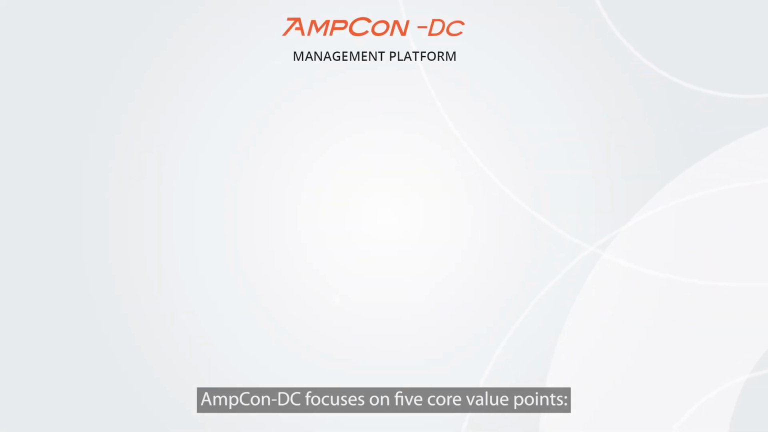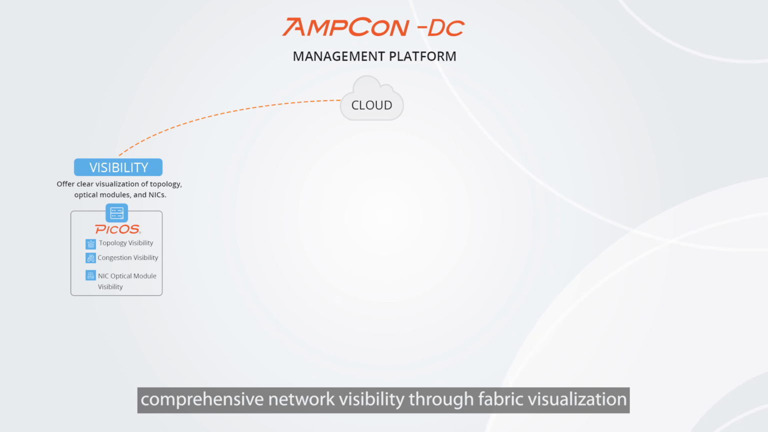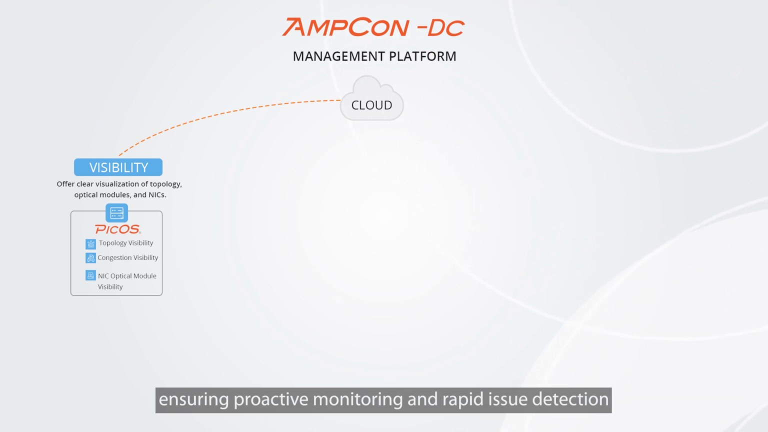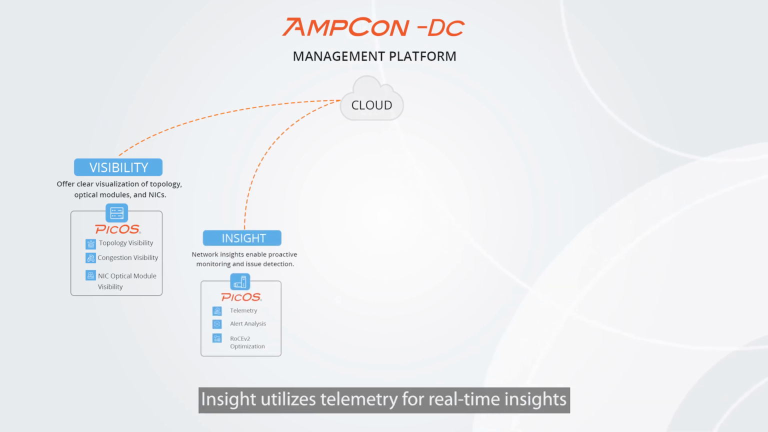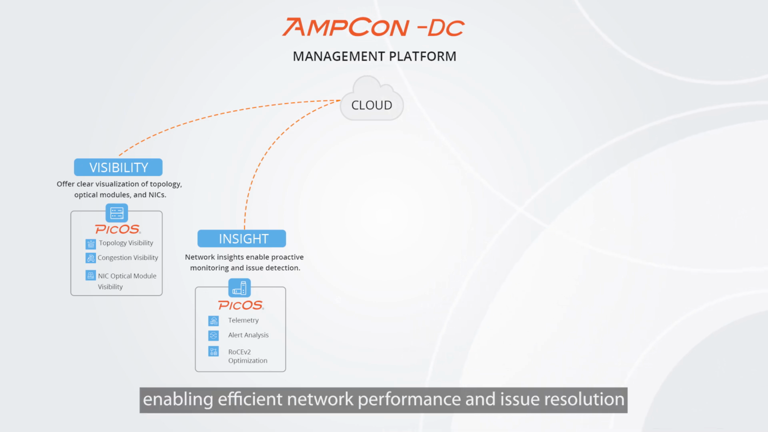AmpCon-DC focuses on 5 core value points. Visibility provides comprehensive network visibility through fabric visualization, ensuring proactive monitoring and rapid issue detection. Insight utilizes telemetry for real-time insights, alert analysis, and ROCE optimization, enabling efficient network performance and issue resolution.